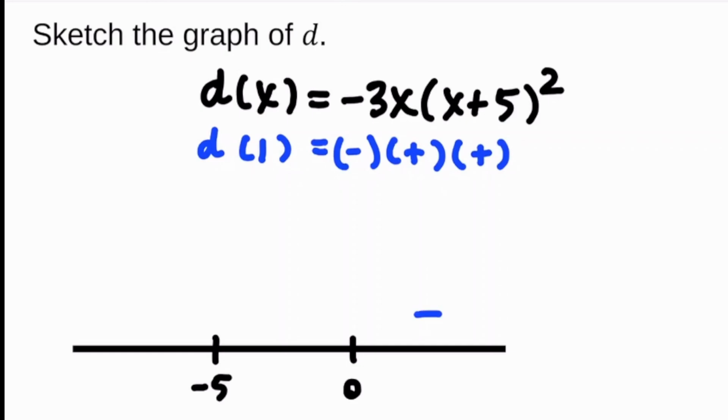X equals 0 is a single root, so I'll see a sign change. And x equals negative 5 is a double root, so I'll see no sign change. And say, all right, well, that means that the graph's going to be coming from above. It's going to be positive. It's going to bounce here.